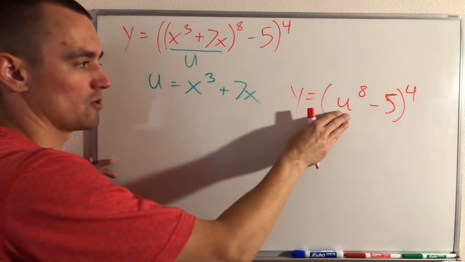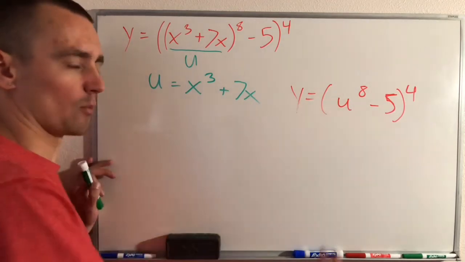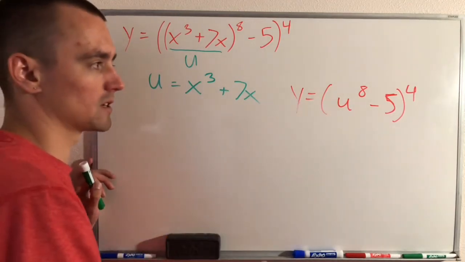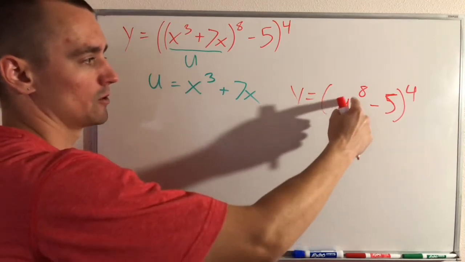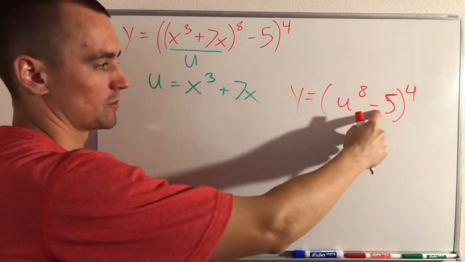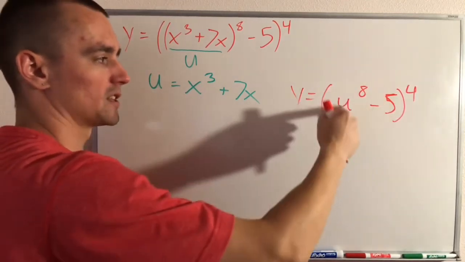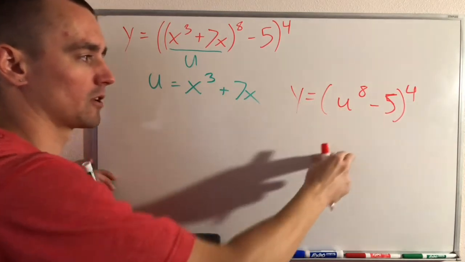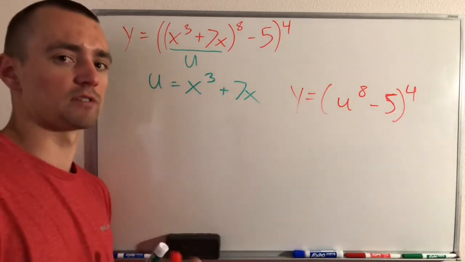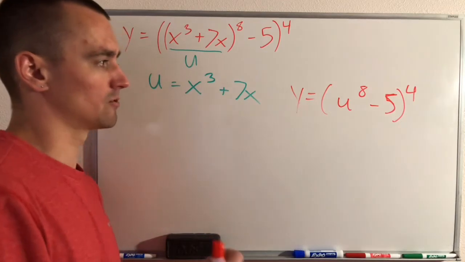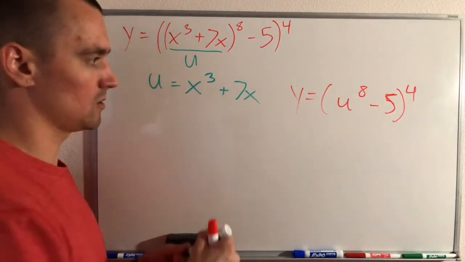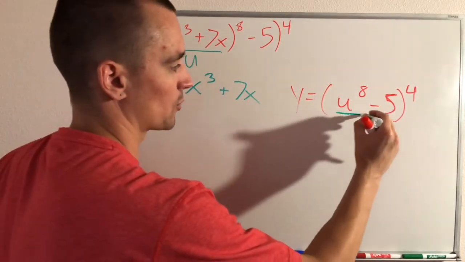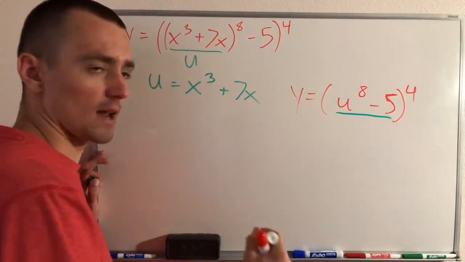If we plug in some value for u, based on where the parentheses are, what the order of operations tells us to do, the first thing we would do is raise it to the 8th power, and then we would subtract 5. Basically, what's in the parentheses here would be our innermost function, our innermost piece that we would have to deal with first. So as a result, all we have to do is say that this stuff inside the parentheses here is going to be our next substitution.